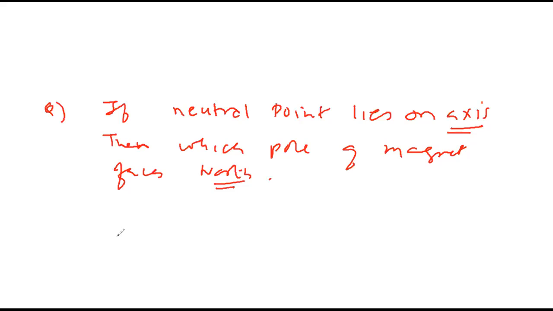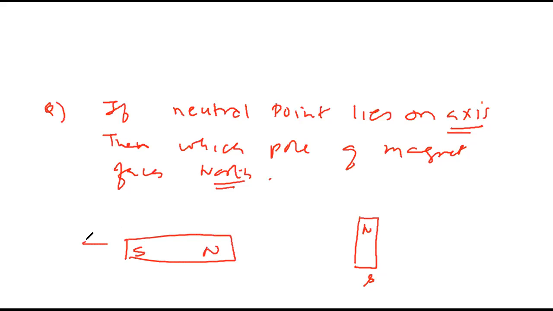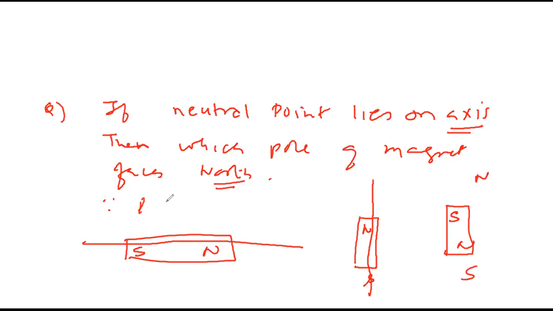Sir, does axis mean horizontal or vertical? No. See, this is the magnet. Axis means the line joining. Don't think vertical or horizontal, because if I place the magnet like this, south and north, this is the axis. It is the line joining south and north. So which pole of magnet faces north? If the point is on axis, then the opposite pole faces north. So south will face north and north will face south. Clear? Yes, right sir. So on axis, the south pole faces north.